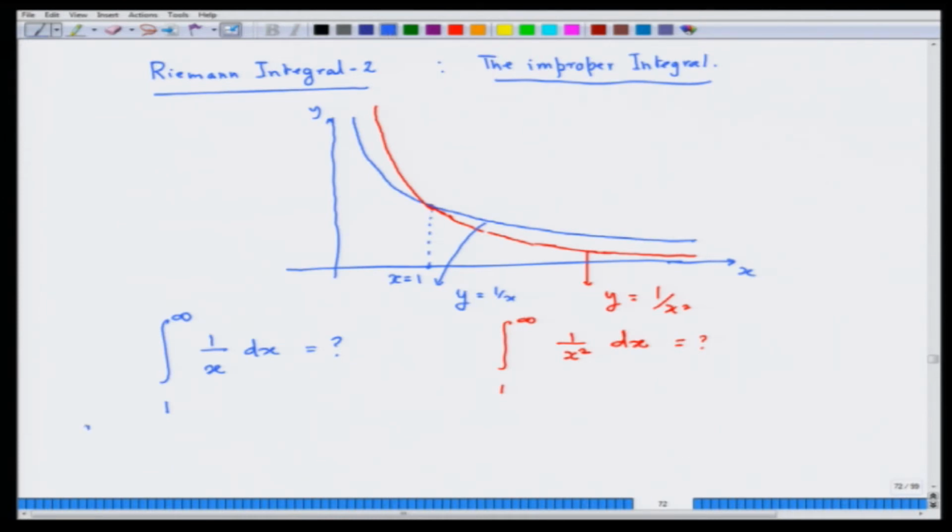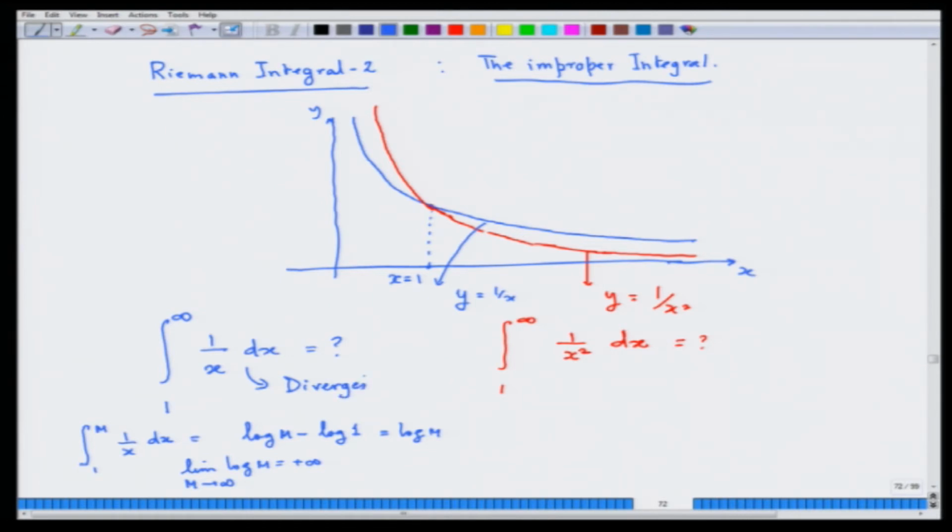So, let me just now first compute the integral from 1 to M of 1 by x dx. It is log mod x, and here the integral is from 1 to M, so it is log M minus log 1. So, it is log M. So, the limit of log of M, if you remember the graph of the logarithmic function, as capital M tends to infinity, will take you to infinity. So, we say that this integral diverges.